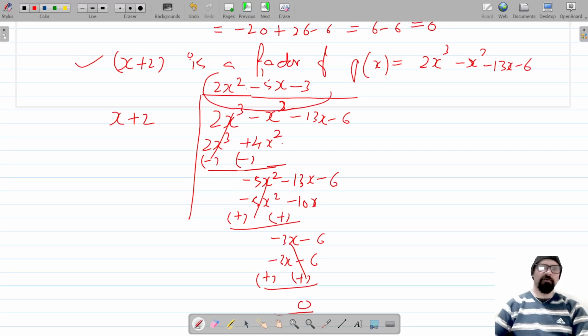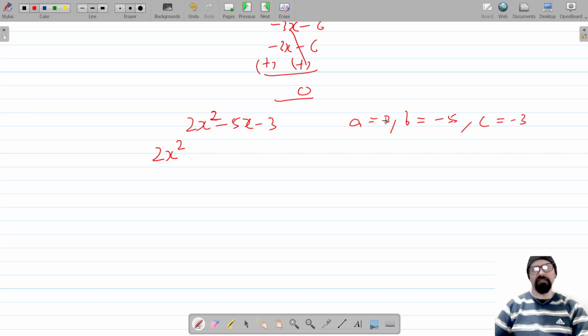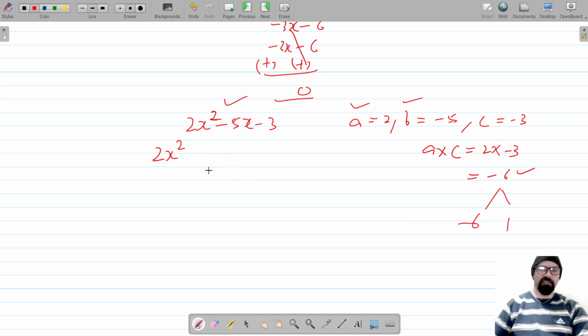So we have one more factor, which is 2x squared minus 5x minus 3, and this is a quadratic polynomial. We are going to solve this by splitting the middle term. A is 2, B is negative 5, C is the constant negative 3, where A and B are the coefficients of x squared and x. So A into C, 2 into negative 3, is negative 6, and we need the factors of 6 such that their product is negative 6, but when we add them it's negative 5x. So these are negative 6 and 1, so negative 6x plus x minus 3.